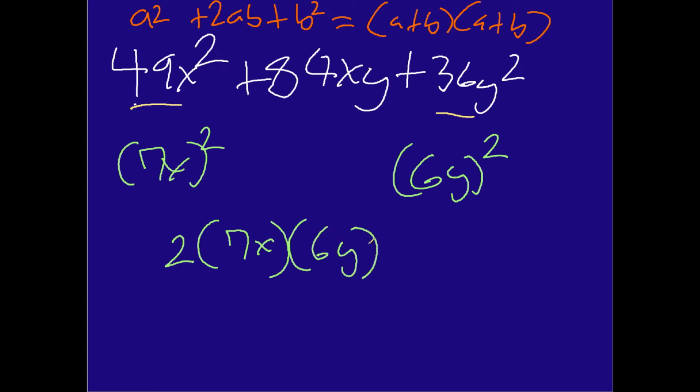Now, if everything is working right, if I multiply all this together, I should get my middle term right here, 84xy. And you can see, we can do some basic math here.